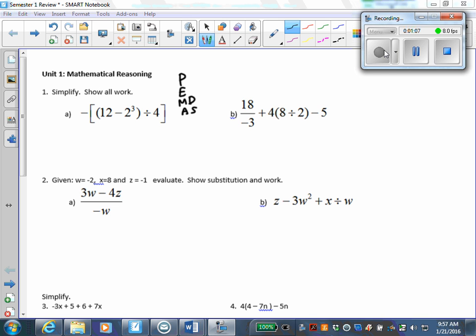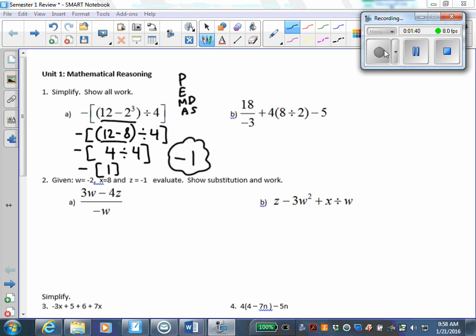So I'm going to do inside these parentheses first. So I'm going to keep it negative, bracket. I'm going to do 12 minus 2 to the third, so those exponents. That's 2 times 2 times 2, which is 8. And then divided by 4. Next, I'm going to do the parentheses, so I'm going to do the 12 minus 8, which is 4, and then divided by 4. Now I'm still working within the brackets, so I keep that negative sign out there. 4 divided by 4 is 1, so I get negative 1, or the opposite of 1, which is just negative 1. That's my final answer.